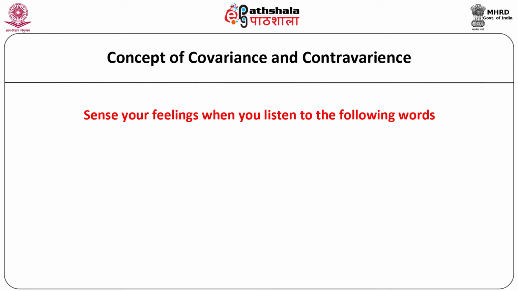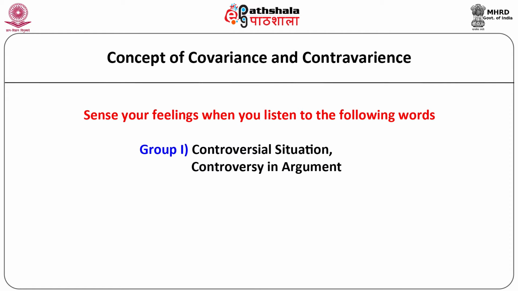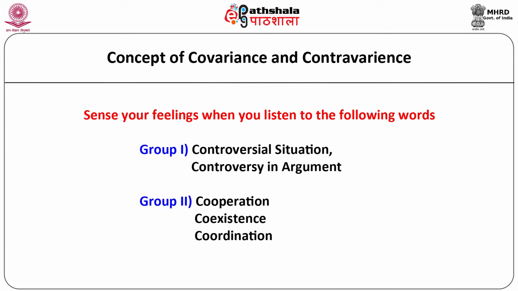Before we discuss what is meant by contravariant and covariant vectors, let us see what we understand by the two words. When we hear phrases like controversial situation, controversy in the argument, we immediately have a feeling of something happening exactly opposite to the expected one. On the other hand, words like cooperation, coordination give us a feeling of some helpful act or friendly behavior, isn't it? Is there something like this associated with the phrases contravariant and covariant vectors? Keep this point in mind and try to get the answer while studying this topic.